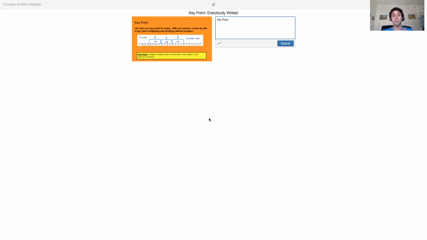Today we're working with rational numbers. That's going to be fractions and decimals, like I said, and our integer multiplication and division rules are also going to apply to that with our negatives. So let's make sure we're stamping that key point in the box there, because we're all going to be looking for that when we're going through your work and grading at the end of the day today.